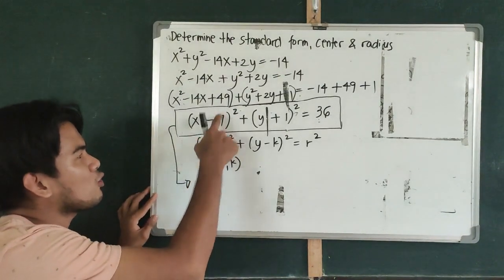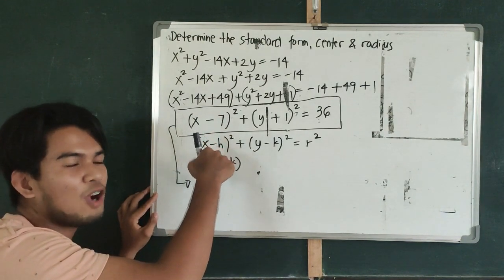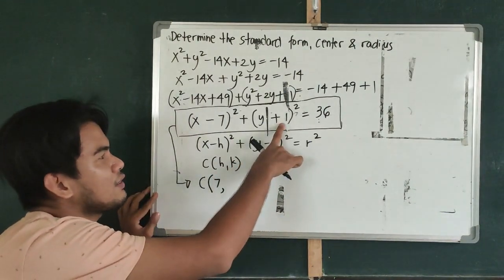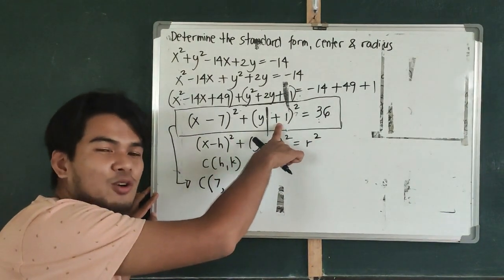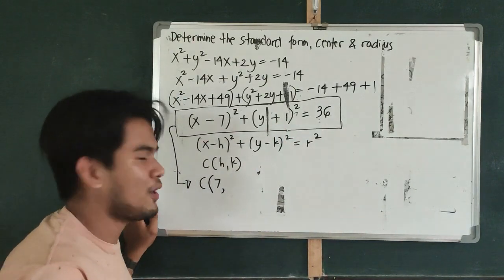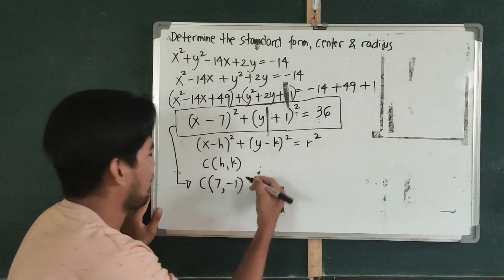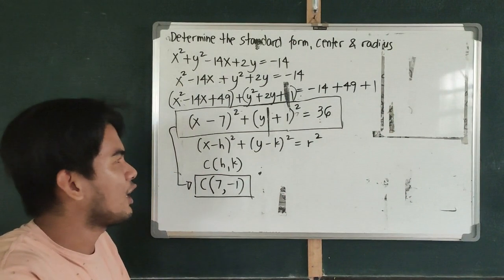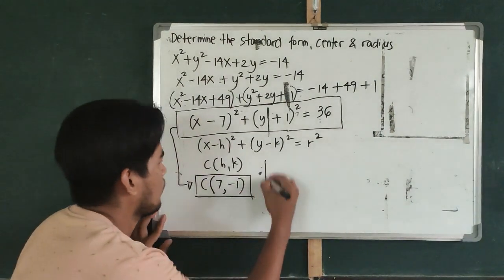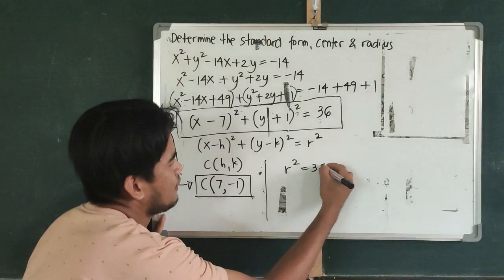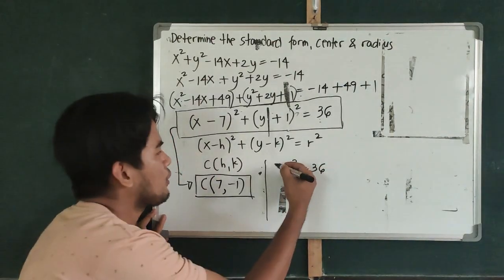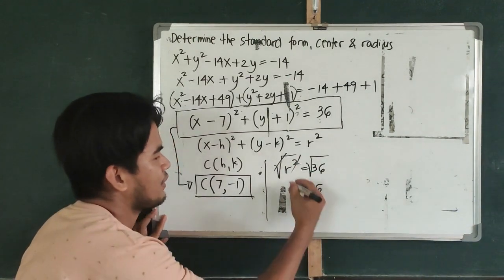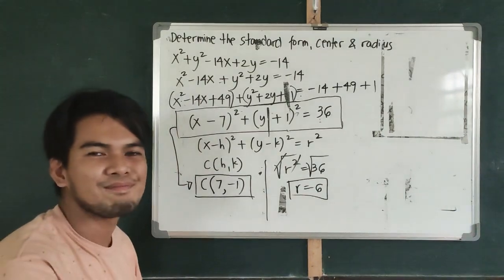Nakakaintindihan? So, in this case, since negative ito, ang kukunin natin ay yung positive counterpart niya, which is 7. Then the value of k will be, since positive ito, ang i-consider natin ay yung negative counterpart niya, which is negative 1. Okay, so this is the center. Understood? And then our radius will be, r squared is equal to 36. Para makuha yung value ni r, we extract square roots. R is equal to positive 6. Okay?